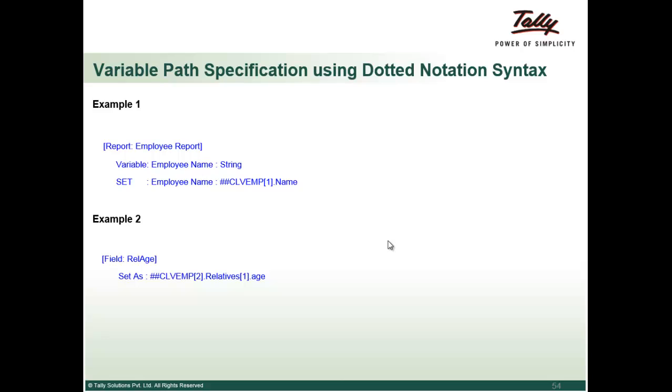We just gave an example. In the first example we saw that there is a compound list variable called CLB_emp, and we are accessing the name of the first instance of the compound list variable CLB_emp. For that we write CLB_emp square bracket 1 dot name. In the second example, we saw how we can access the age of the first relative of my second compound list variable. For that we write CLB_emp 2 dot relatives 1 dot age. So this is how, using dotted notation syntax, you can access the simple variables which are inside the compound variable or compound list variable.